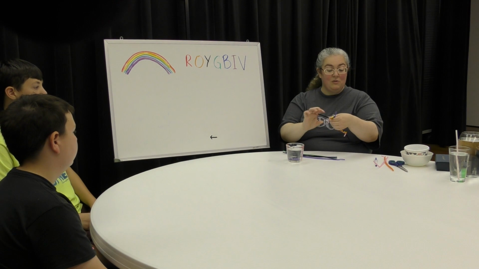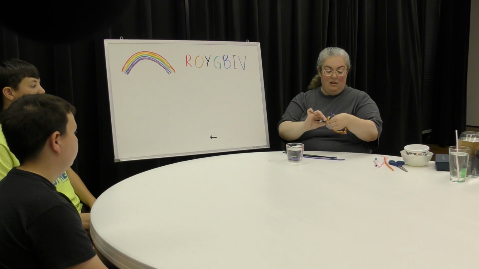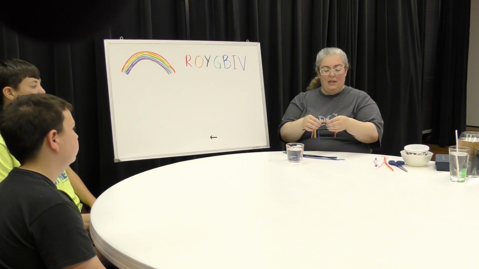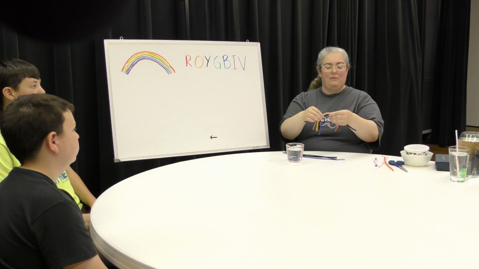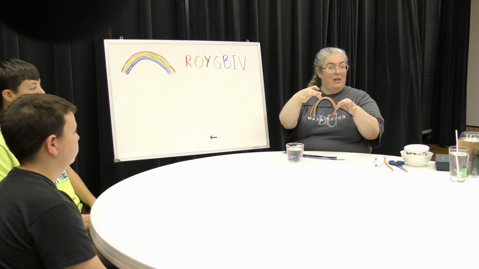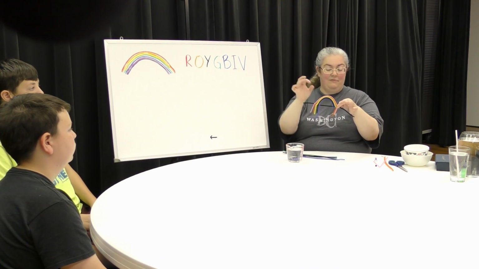I've done all of these in order, so if you want to write them down, you can: Roy G. Biv, right? And we want to do it backwards because we want our rainbow to be in the colors that we would normally see. So red, orange, yellow, green, blue, and violet.